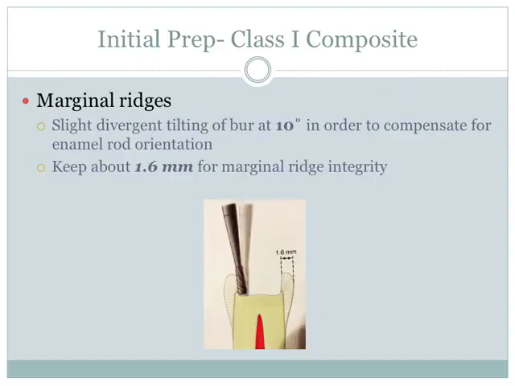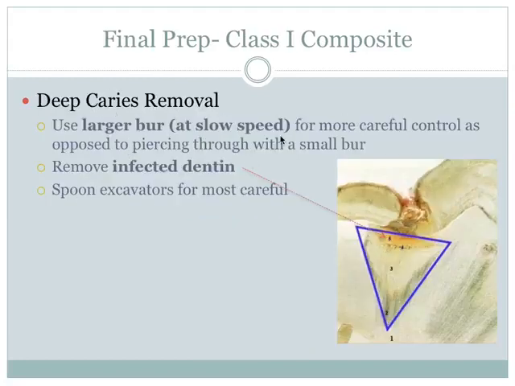So, the marginal ridge of the tooth is incredibly important to its strength. This has been proven over and over. So basically, just try to maintain the integrity of the marginal ridge. 1.6 millimeters is, I guess, a good template to stick to.